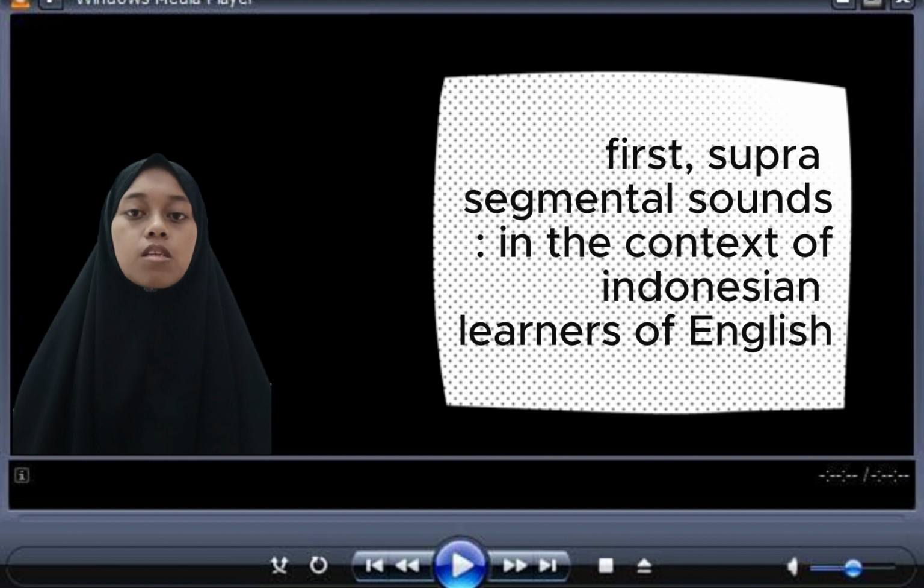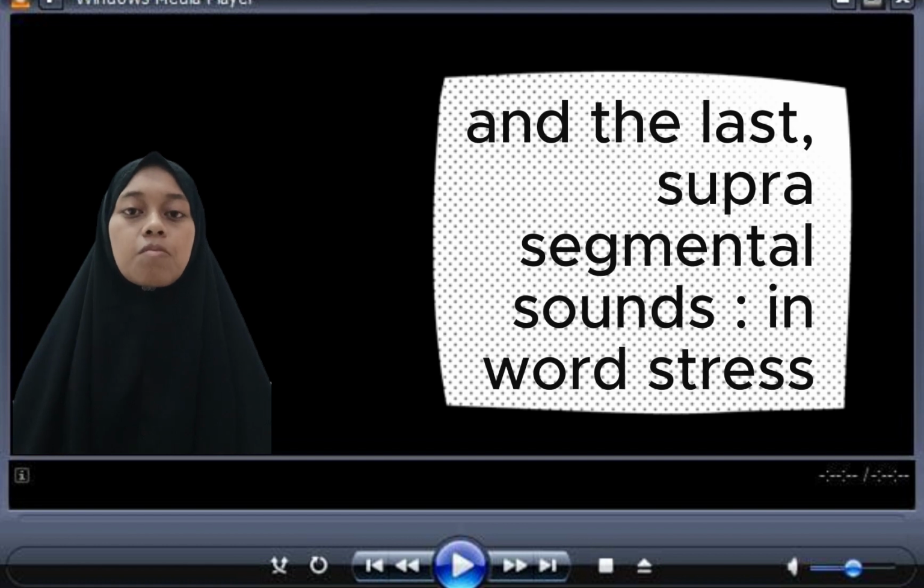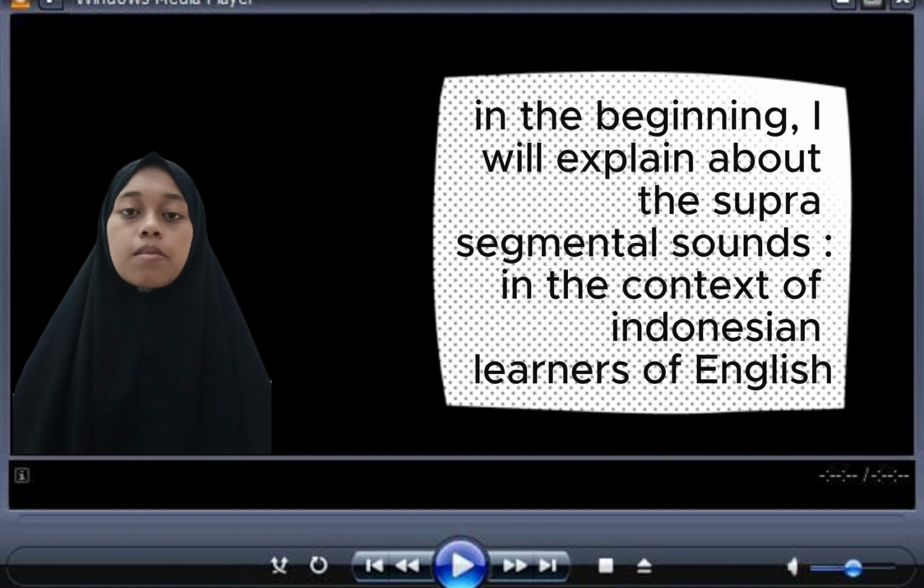First, suprasegmental sounds in the context of Indonesian learners of English. Second, suprasegmental sounds in introducing phonetic terms. And the last, suprasegmental sounds in word stress. In the beginning, I will explain about suprasegmental sounds in the context of Indonesian learners of English.